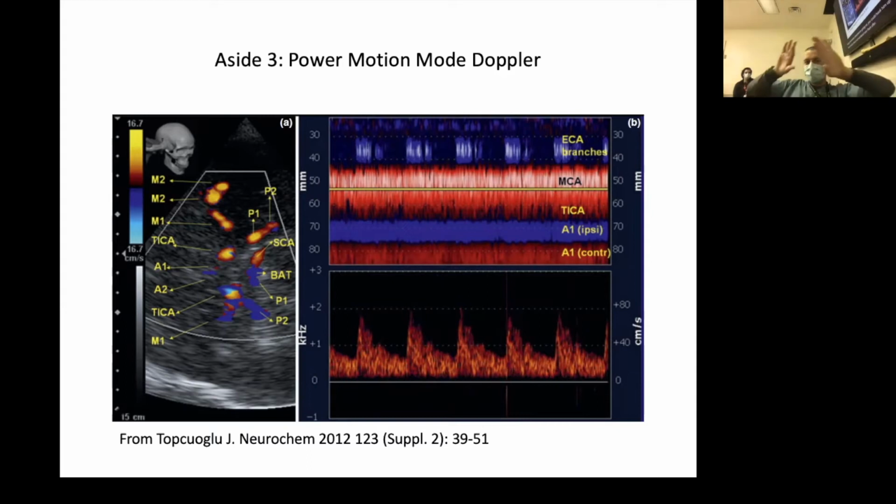Again, there are two pictures here, where there's power motion mode on the right, and on the left is what we would more typically see as the circle of Willis on our point of care transcranial Doppler ultrasound. Okay, so both really great, but the power motion mode Doppler is superior in terms of really getting down to the fine details.